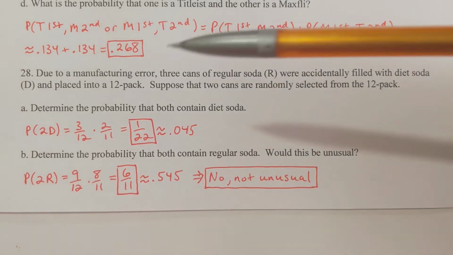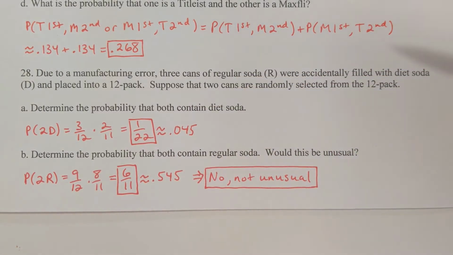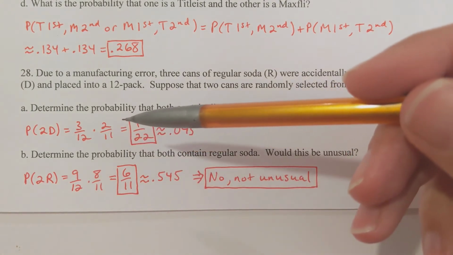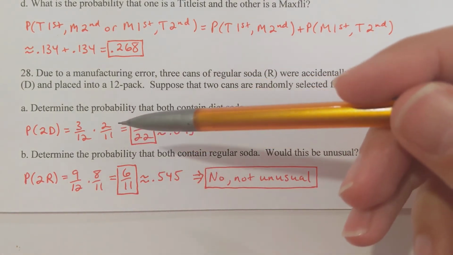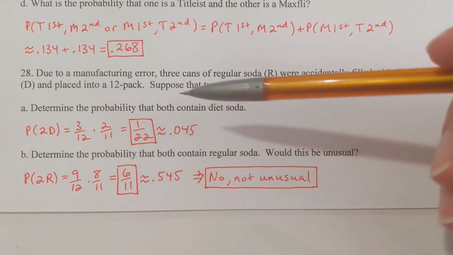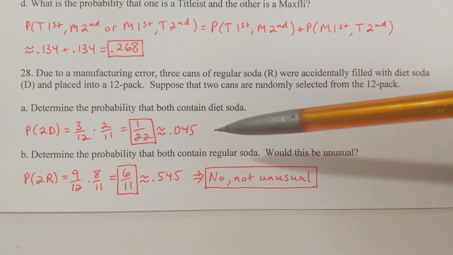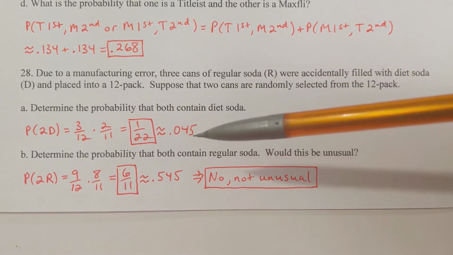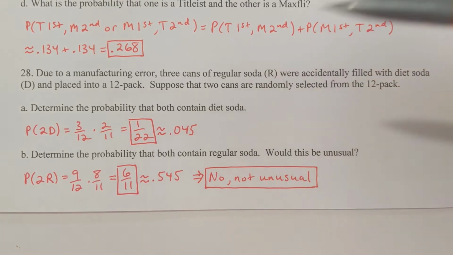And let's see, 3 over 12 is the same as 1/4. And 2 divided by 4 is 1/2. 1/2 times 1 over 11, that's 1 over 22. 1 over 22 in decimal form is approximately 0.045.